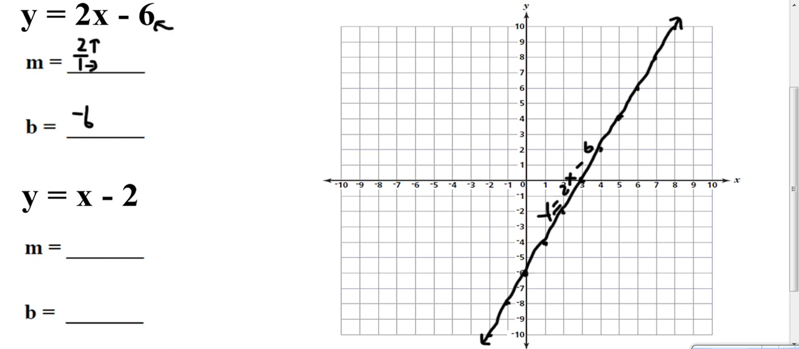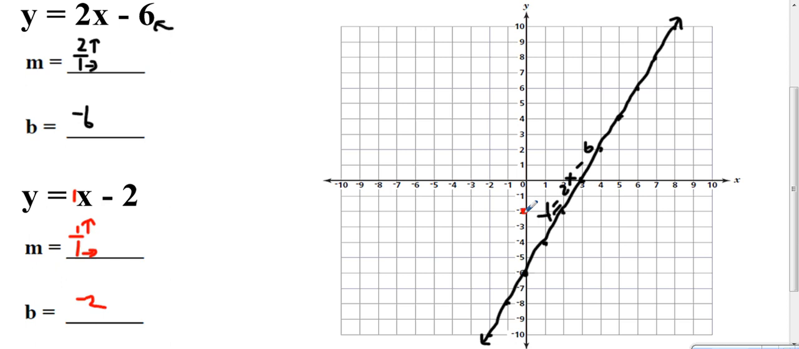Okay, so let's do this one in red. The slope is 1 over 1. And again, this is a positive slope as well. So you're going up and to the right. This is the rise. That's the run. The y-intercept, where it starts, is negative 2.